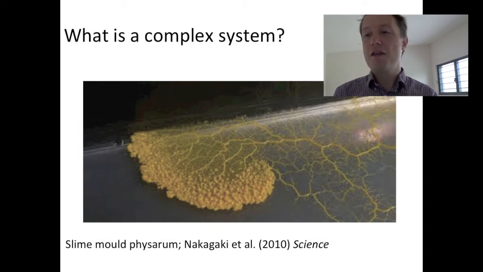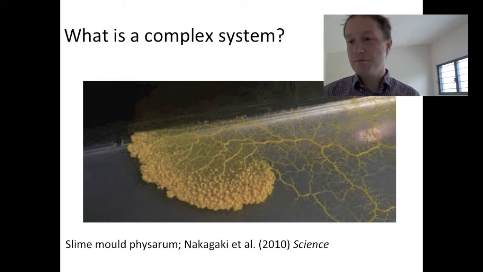And so this is one of my favorite complex systems. This is a single cellular organism called the Fusarium slime mold. Now, the Fusarium slime mold produces a complex network of tubes through which it moves nutrients, through which it collects food and so on. And what you can see here is the front of the tube. I'm going to play a little video now.